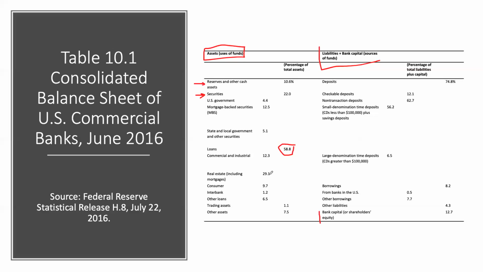forth. About 30% of it is in real estate, right? This includes commercial mortgages. About 9.7% is in the form of consumer loans, right? So you can get a personal loan, or if a bank is in the credit card business, this is where all of that is consolidated. About 9.7% of the banks' loans are in the form of consumer loans.